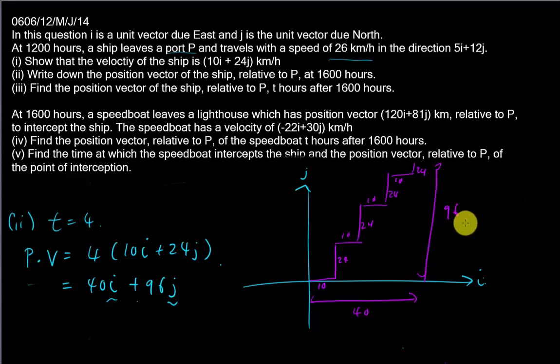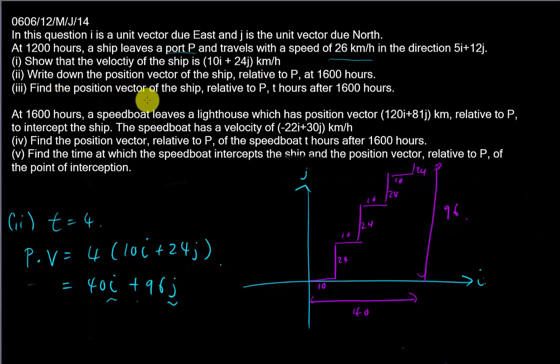And this one will be 24 plus 24 plus 24, 4 times, which is 96. So the position vector of the ship will be 40i plus 96j, because this will be the position after 4 hours. If the question asks about after 5 hours, I will multiply 5 into the velocity, because the velocity means every hour the ship travels 10i plus 24j. If after 10 hours, the position vector of the ship will be 100i plus 240j. After 10 hours, just use 10 to multiply this one.